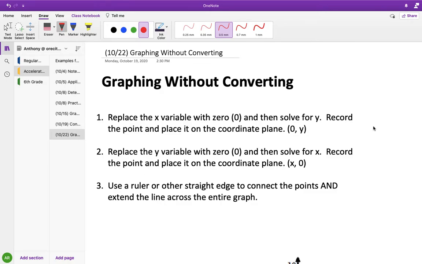Converting. So this is a technique you can use if you don't want to convert to slope-intercept form, and you can still graph a line. Sometimes it's great, sometimes it's a little bit rough, but it's another option, and I'm going to show you how to do it. So these are free-form notes today.